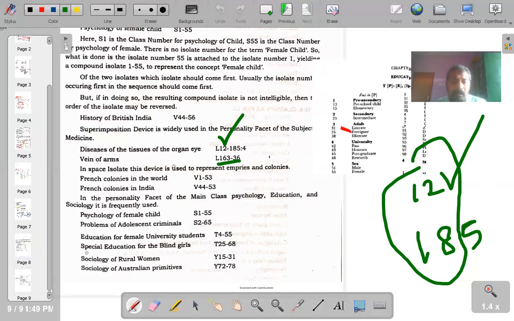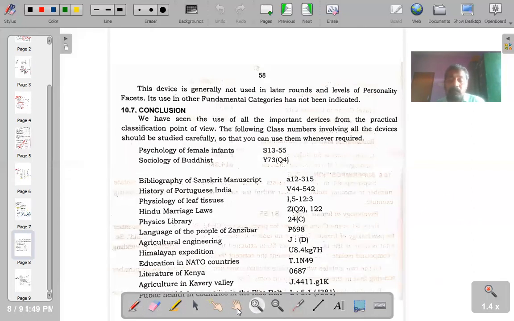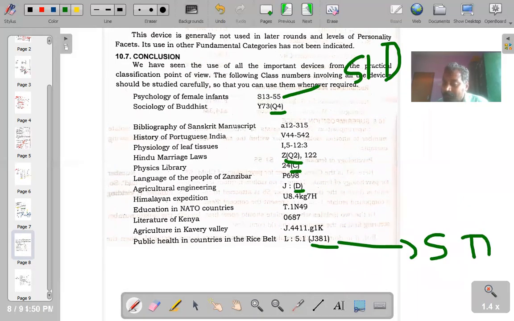And let me move on to the last page. So we have come to the end of this discussion on notation devices, and here are a few examples for these notation devices. You can see here, for example, 2 numbers in between a hyphen. This is what I'm calling a superimposition device. Wherever this circular bracket is there, all those things are subject devices.